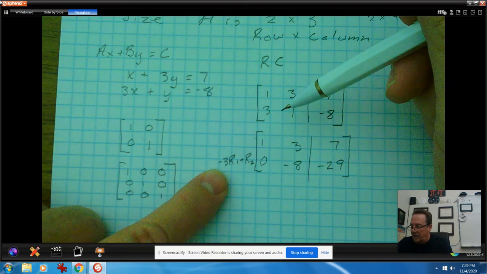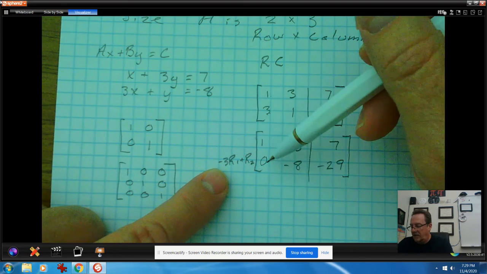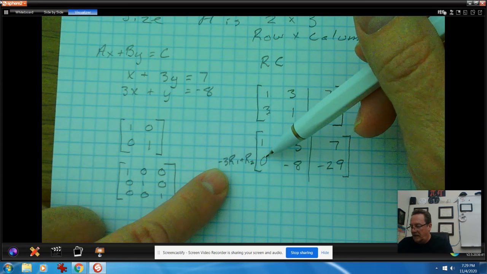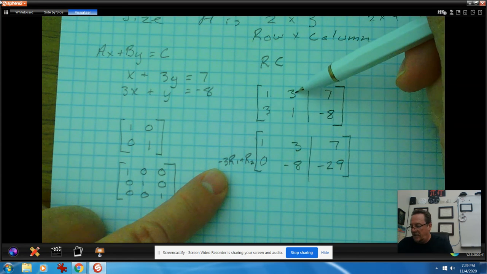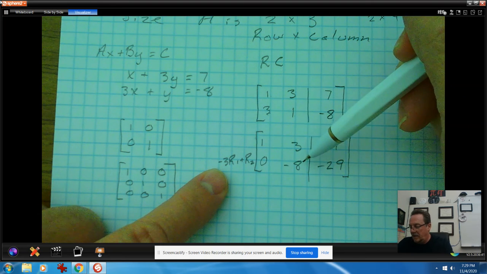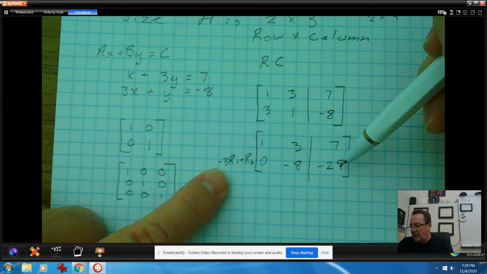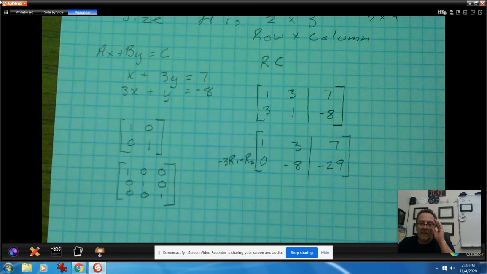Double check my math here. I did 1 times -3 plus 3 to get 0. I did -3 times 3 to give me -9, added that to 1 to give me -8. And I did -3 times 7 to give me -21, and added that to -8 to give me -29. Okay? Ugh, that looks really ugly. Why did I do that?